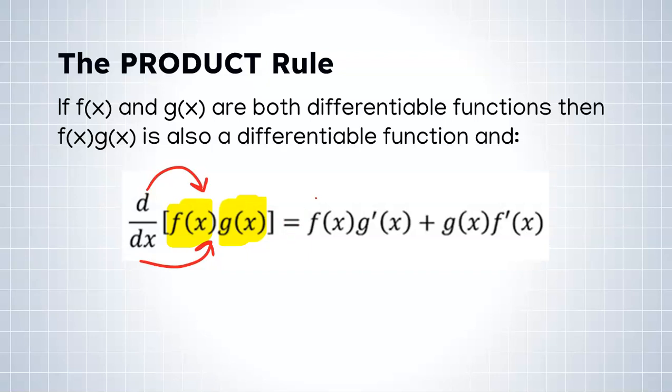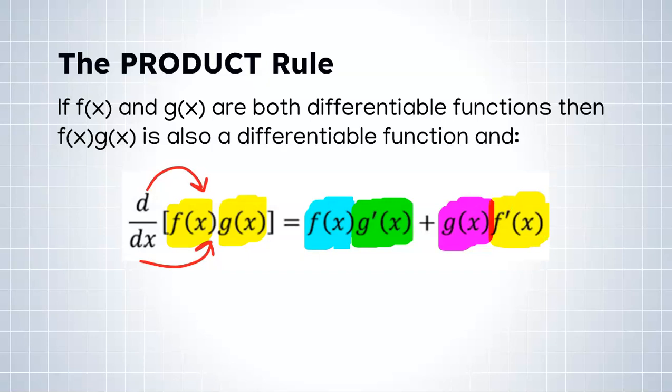Okay. So you take f of x, the original function of f. Don't do anything to it. Just leave it alone. And you multiply it by the derivative of g. So the first part is the original f of x function multiplied by the derivative of g. Then in the back, you add g of x, again, the original function for g, multiplied by the derivative of f of x. That's it.